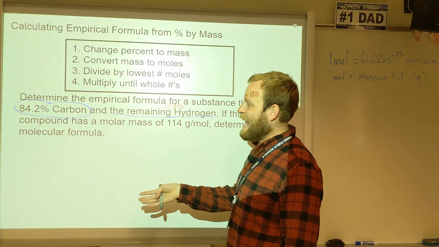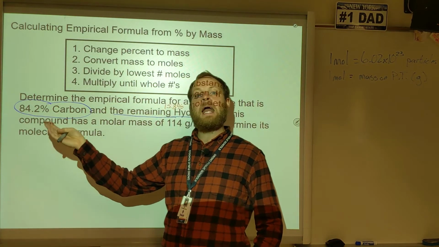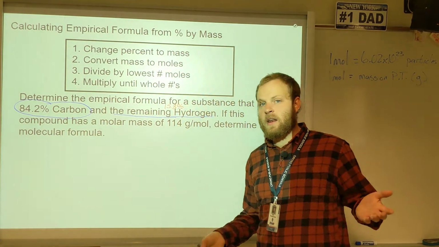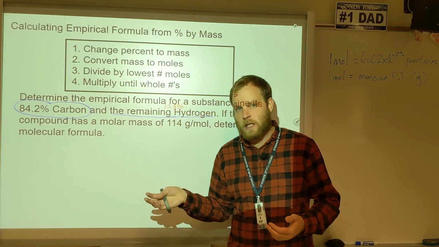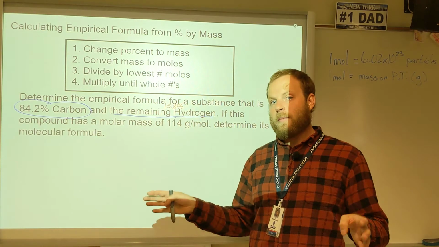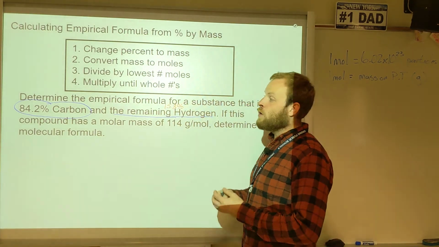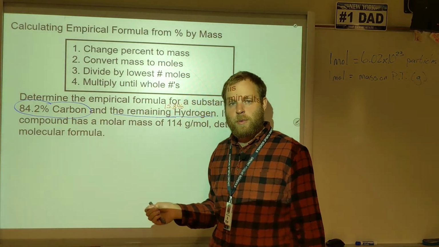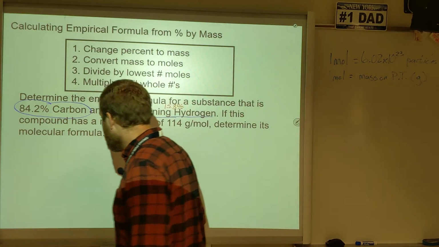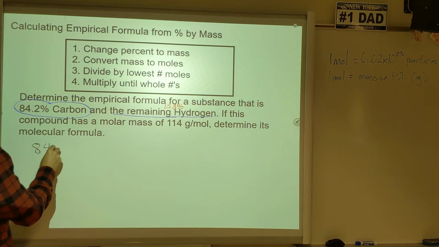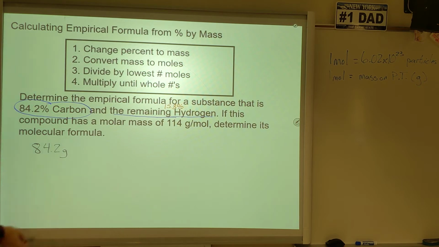What you do first is you pretend that the percent is actually mass. So if it's 84% carbon, we're going to pretend that I have 100 grams of the substance, and then the numbers are really easy. It doesn't actually matter how much you have, because remember, if you have a little bit or a lot of it, it has the same chemical formula. So if you pretend that you have 100 grams, I know exactly what 84.2% of 100 is. It's 84.2. So I start off by just rewriting the percent, but instead of percent, I'm going to write grams, and then the elemental symbol carbon.